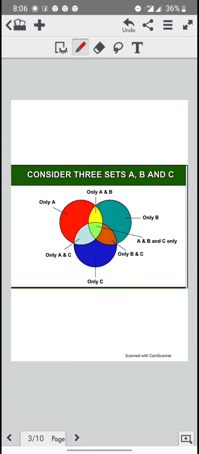Now consider three sets A, B and C. Red color denotes only A and blue color represents C set. Sky blue color represents A and C. Similarly, A and B is shown by yellow color.